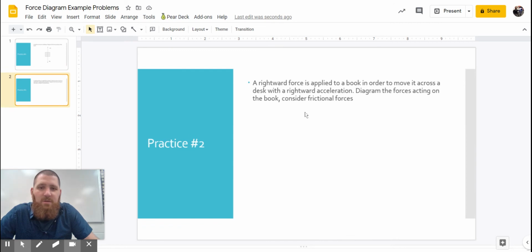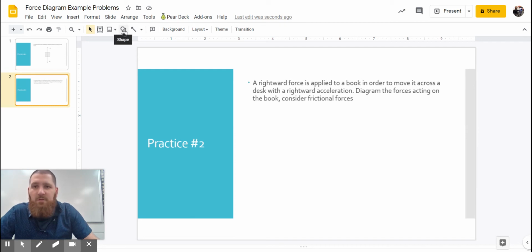So our second practice problem. A rightward force is applied to a book in order to move it across a desk with a rightward acceleration. So this tells us that we do have some kind of unbalanced force acting on this object. So we have a net force now. Diagram the forces acting on the book and consider frictional forces. If you see consider frictional forces, it means to include them in your diagram. If you see the words neglect or ignore, it means you can ignore that force for the purposes of your diagram.